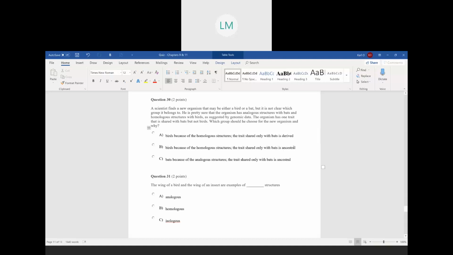It's not ancestral, because that would mean that there was a common ancestor of bats and this organism that have it. This is a derived trait, so we're going to choose A there.